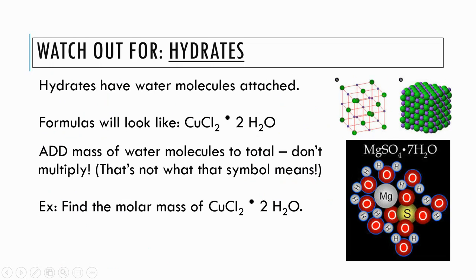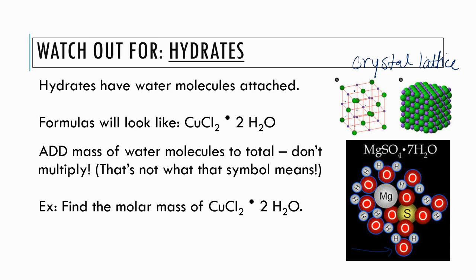The last thing I want to point out are compounds called hydrates. Hydrates are ionic compounds that have water molecules that have found their ways into the nooks and crannies of the crystal lattice structure of an ionic compound. So this is your crystal lattice here. Okay, notice there are some spaces in between those particles. And that is what allows the water to sneak in there.